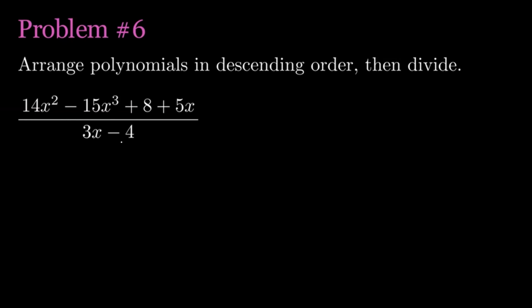We have to acknowledge that the denominator, that means the divisor, is written in descending power, so we just write it as is, but the numerator, the dividend, is not, so we have to rearrange it in descending powers. So we start with negative 15x cubed, then we have plus 14x squared, plus 5x, and then plus 8.